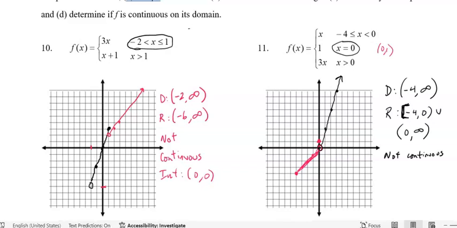And it looks like we only have one intercept, and that's this red dot that sits on the y-axis. So that would be 0, 1.